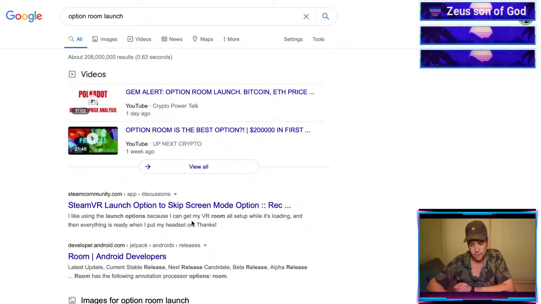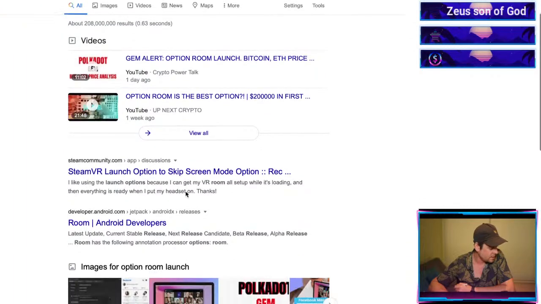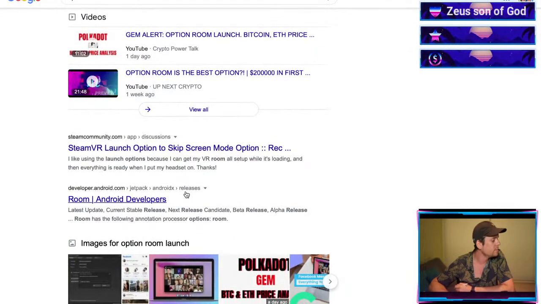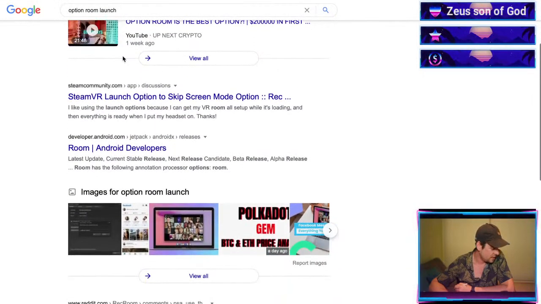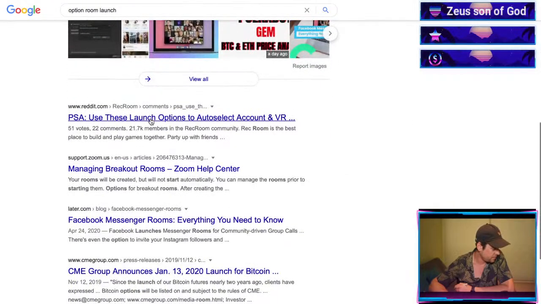Yeah, the volume spike on the DeFi perp. I mean, we have a ton of volume. There's a lot of people investing in DeFi. DeFi is doing incredible. It's crazy. Is there a ticker on this? Oh, Polkadot. Okay. Option Room launch. So is it hosting options?